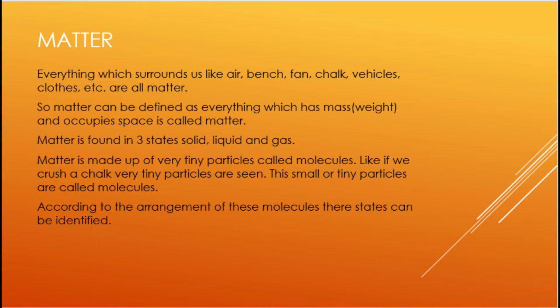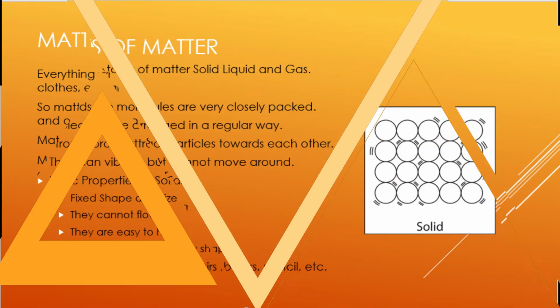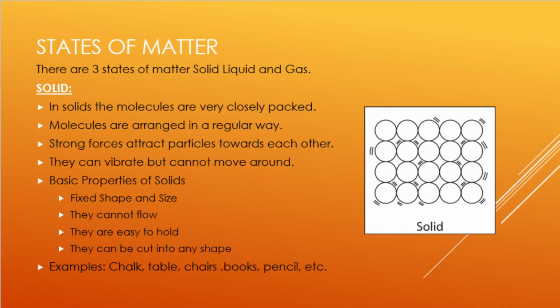Suppose we take a chalk piece and crush it, many small particles are seen. Those small particles or tiny particles are known as molecules. The molecules of different substances are different from each other. States of matter. Matter exists as solid, liquid or gas. The state depends upon the way the tiny particles are arranged in it.